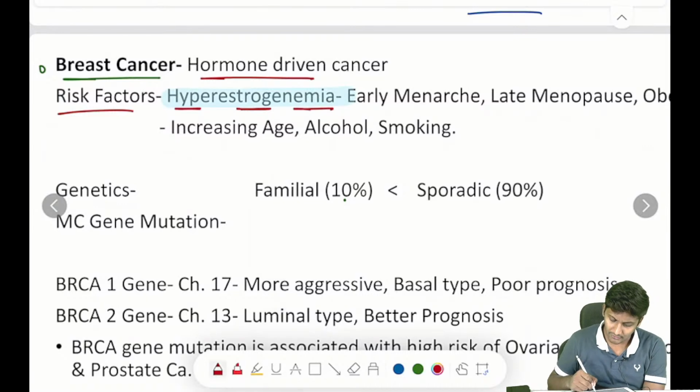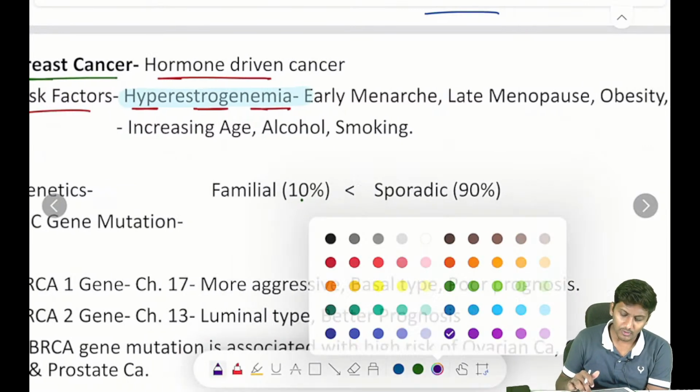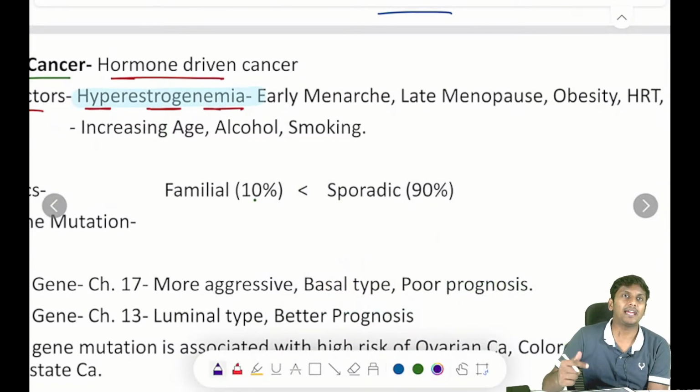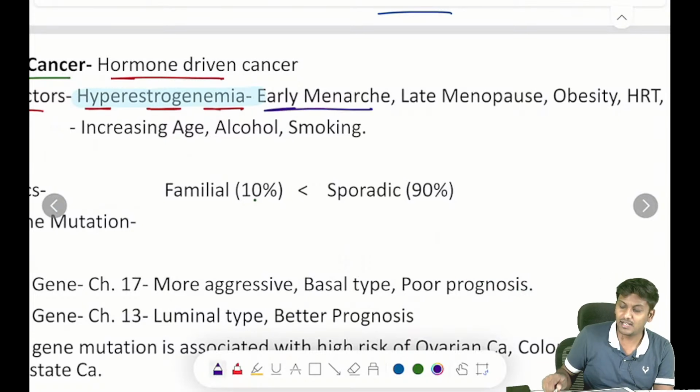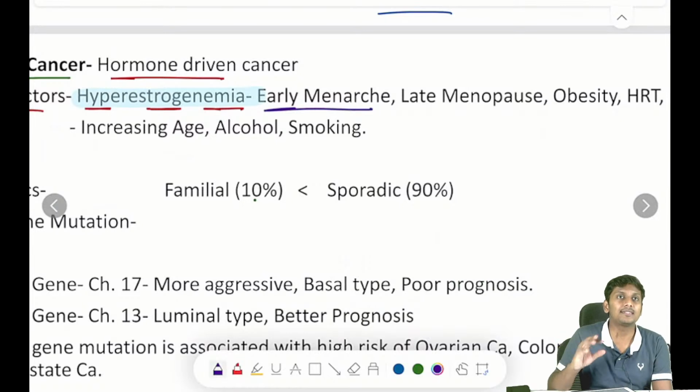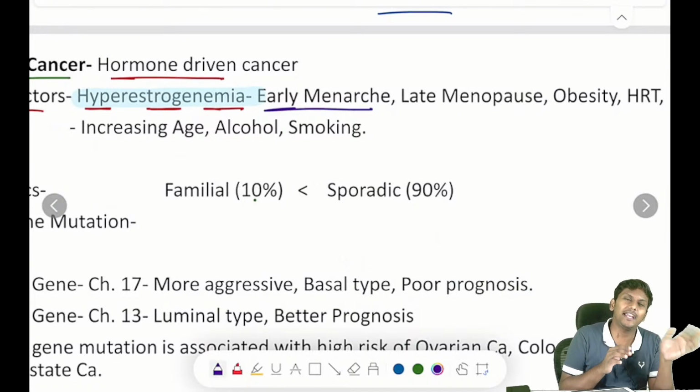Now important is, if I talk about hyperestrogenemia, you have to remember what are the conditions where there will be excess of estrogen in the patient's body. First is early menarche. What is menarche? Start of menses. When menses start, that time is what is called menarche. Please remember, if a patient is having early menarche, usually menses start around 13 years of age, but in some patients the menses started at around 8 years of age.